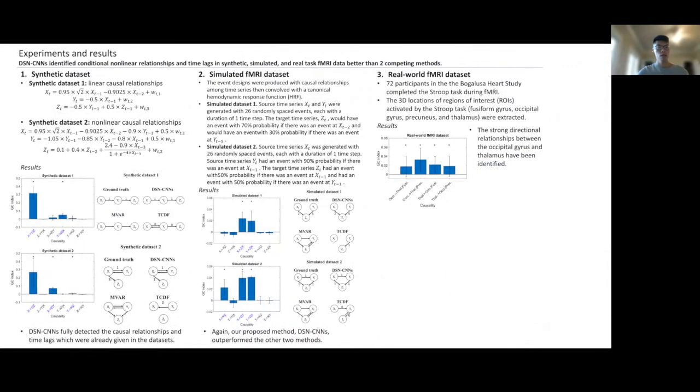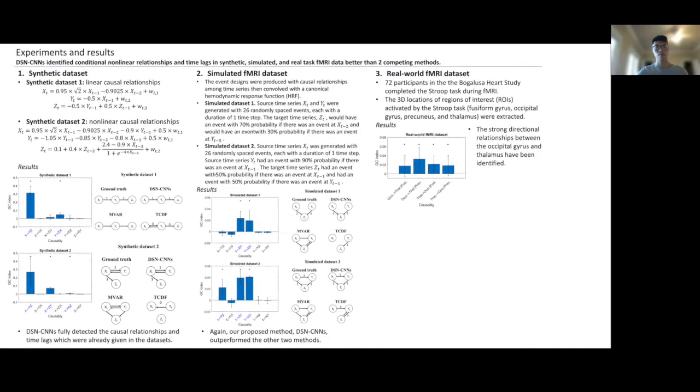In the results, our proposed model could identify the conditional nonlinear relationship and the time lag relationship in the synthetic datasets and the simulated datasets, where the causality was known a priori. And our proposed model outperformed the two competing methods. In the real-world functional MRI datasets, our method identifies the strong directional relationship between the occipital gyrus and the thalamus.